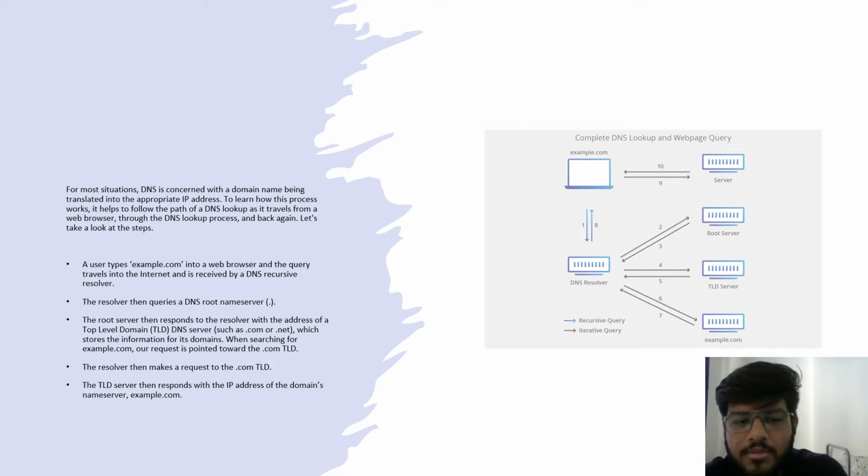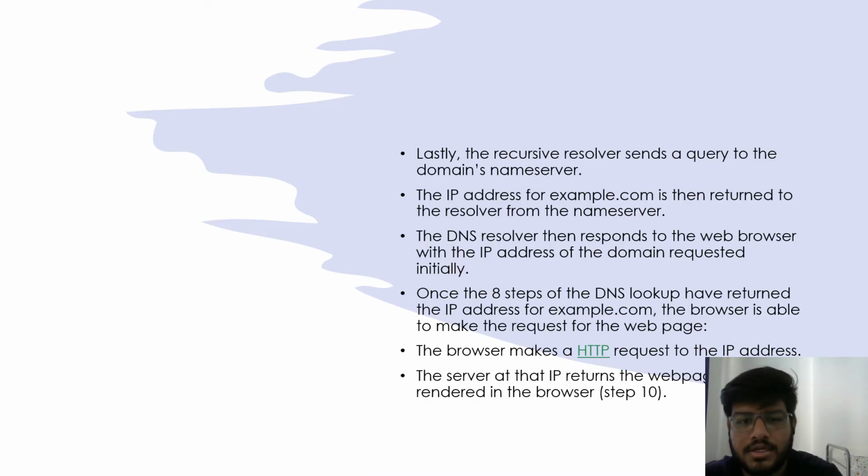The resolver then makes a request to the .com TLD. The TLD server responds with the IP address of the domain name server for example.com, as you can see in the image on the right. All of these steps follow the image. Lastly, the recursive resolver sends a query to the domain's name server. The IP address for example.com is then returned to the resolver from the name server. The DNS resolver then responds to the web browser with the IP address of the domain requested initially.